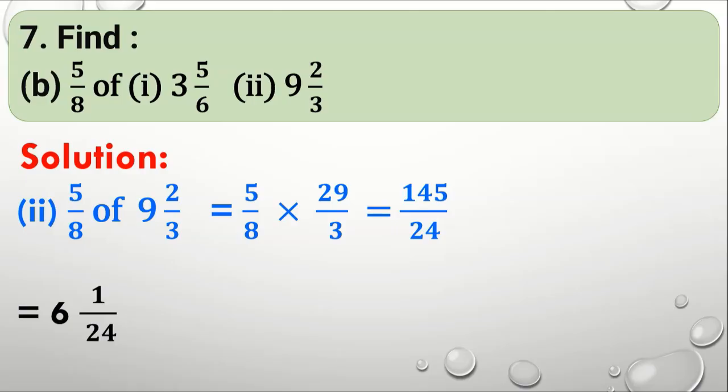Next, 5 upon 8 of 9 and 2 by 3. First we will convert 9 and 2 by 3. So that is 29 upon 3. Then we will see if any number is cutting. No. So 5 into 29 is 145. 8 into 3 is 24. Then 145 upon 24 is the answer. Then we will convert into a mixed fraction. So the answer is 6 and 1 by 24.